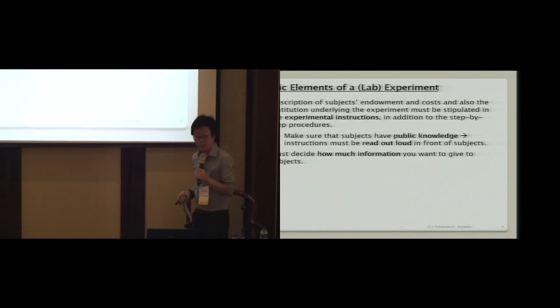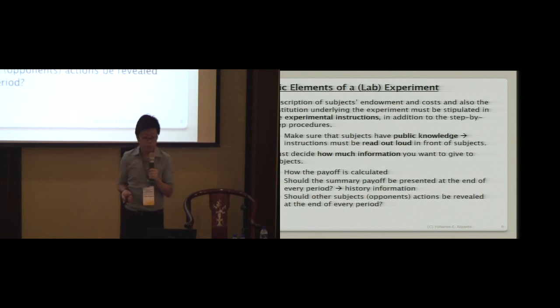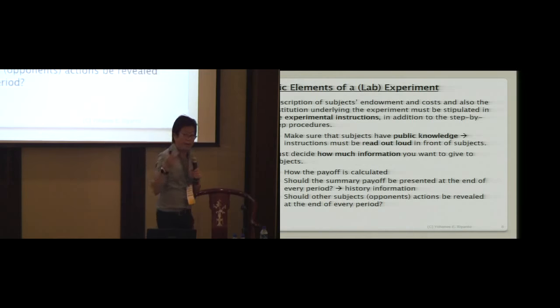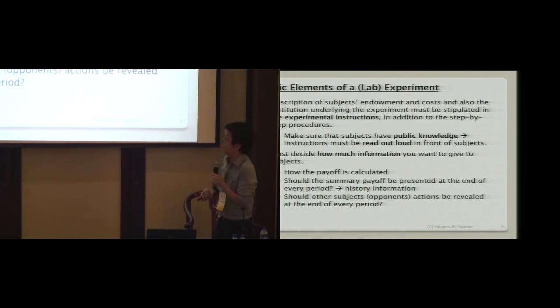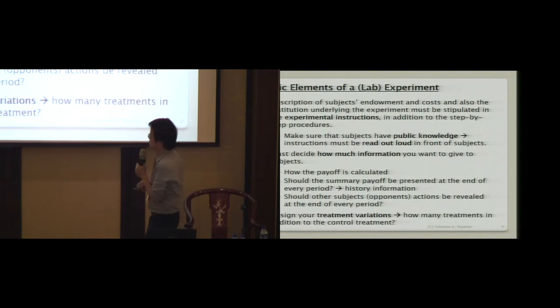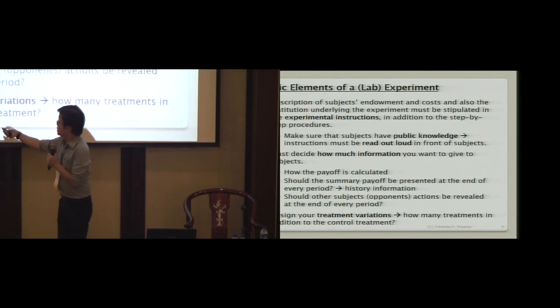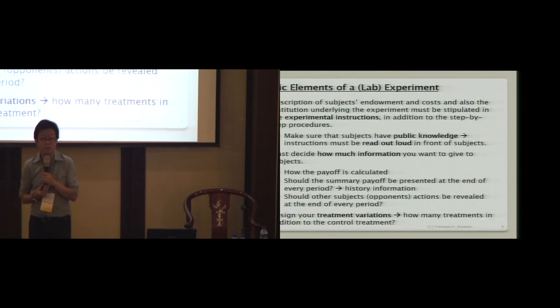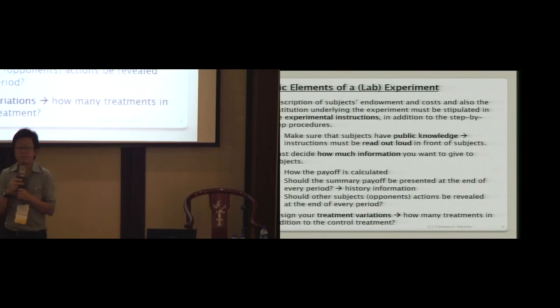Then you must decide how much information you want to give to subjects. Okay? So, and all these things. So these are the details that you need to do when you run the experiment. Then you need to decide what treatments, variations you want to do. So in the example of the behavioral nudges, we have real-time information control, and we have real-time information and goals. So these are the treatment variations. So how many treatments you want to run depends on the questions that you want to address.